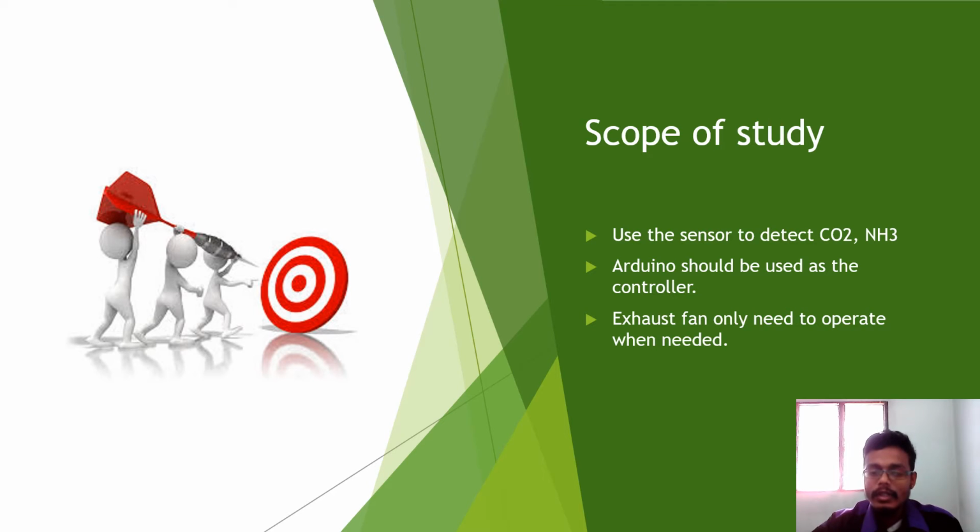The scope of the study is to use the sensor to detect carbon dioxide and ammonia. Next, Arduino should be used as the controller. The exhaust fan only needs to operate when needed. According to this system, the exhaust fan will only operate when needed, and it won't be operating for 24 hours. This could save energy consumption.